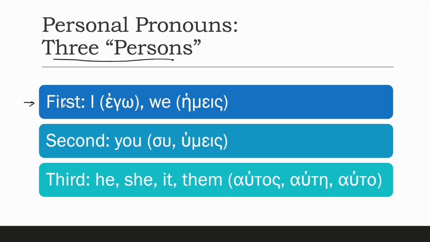First person, I, ego, we, hemes. Second person, you, singular and plural. So su, singular, and humes, plural. And finally, third person, he, she, it, or they. So autos, aute, and auta. There's also a plural form of this, which I didn't put on the slide, that we'll see later on.